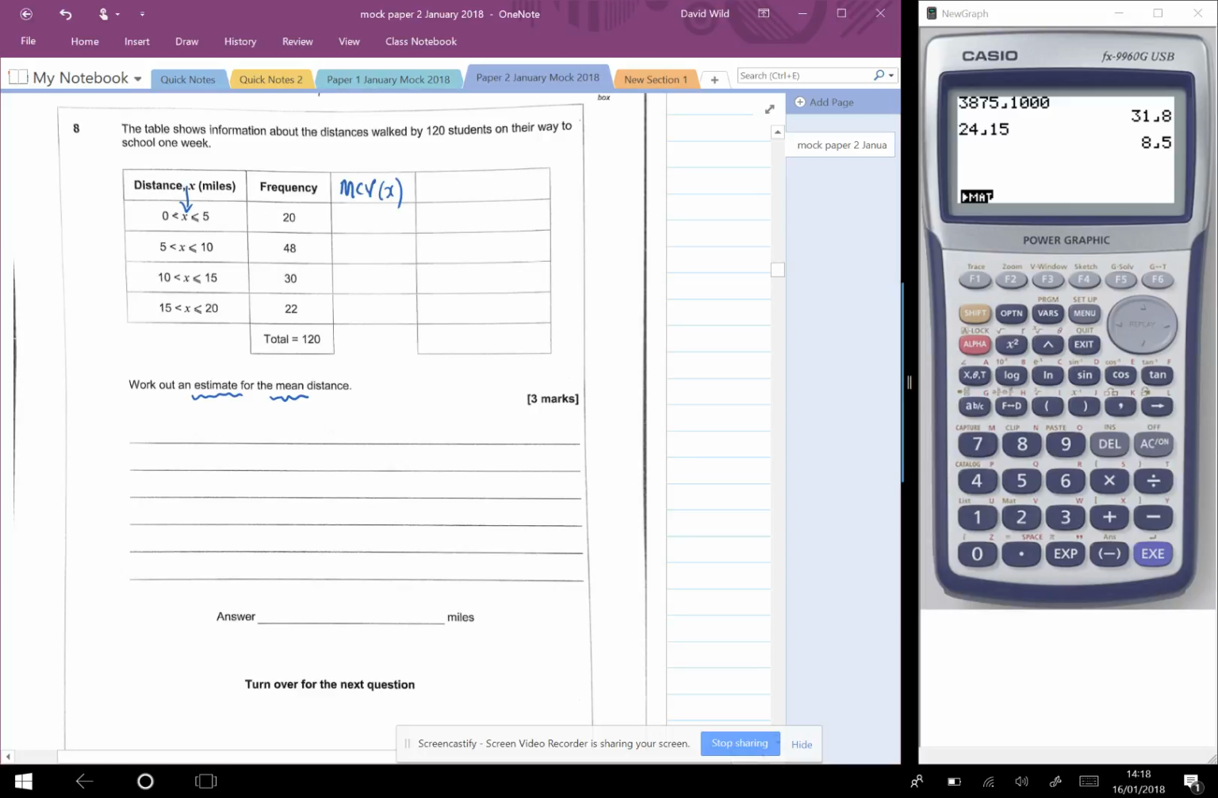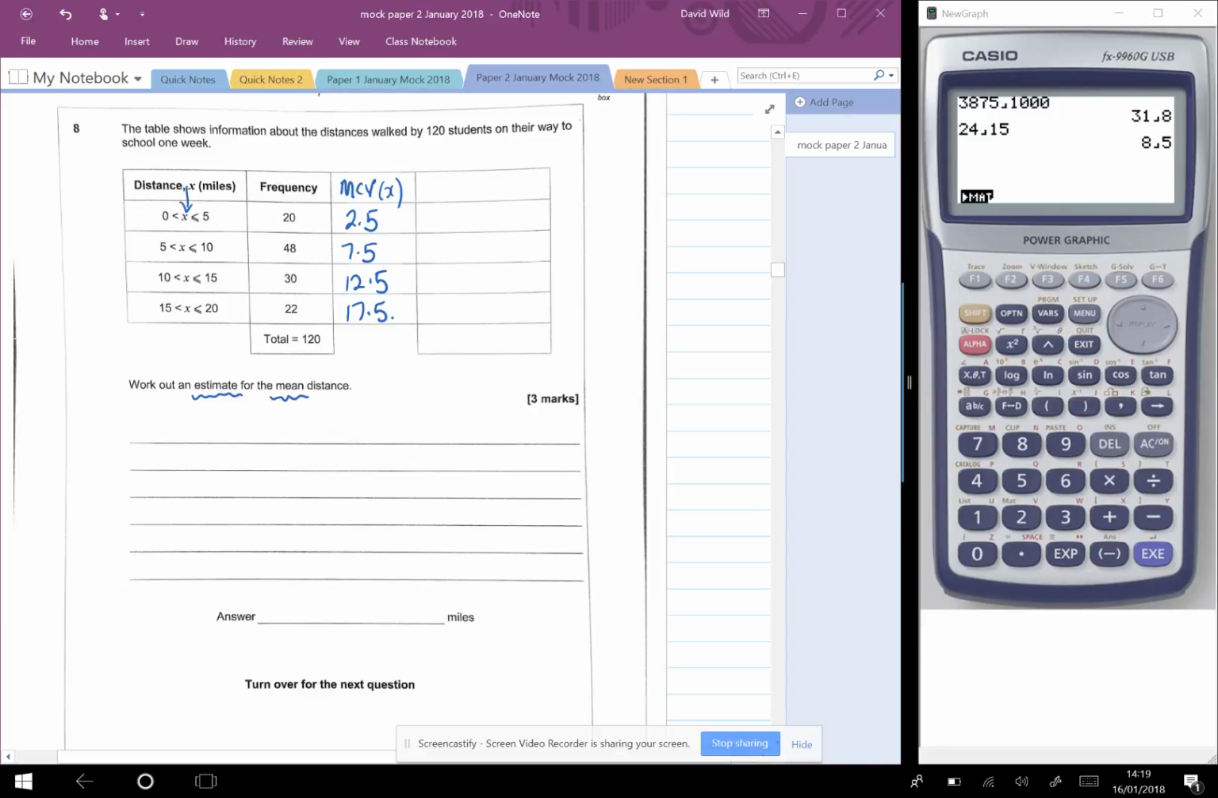So we need to go halfway between 0 and 5, which of course is 2.5, halfway between 5 and 10, which is 7.5, halfway between 10 and 15, 12.5, and halfway between 15 and 20, which is 17.5. So they're the values of x. These are the approximations that we're going to use, because we don't know the exact values of x. We only know that the x's are in this range.